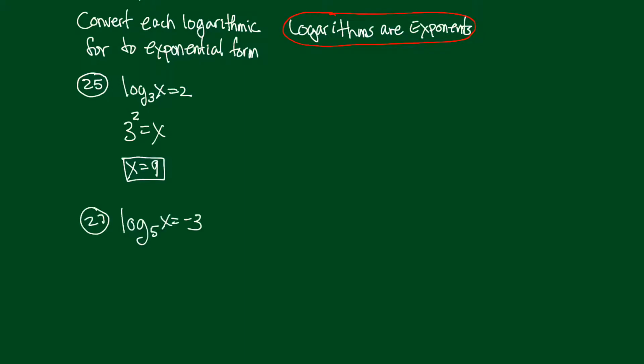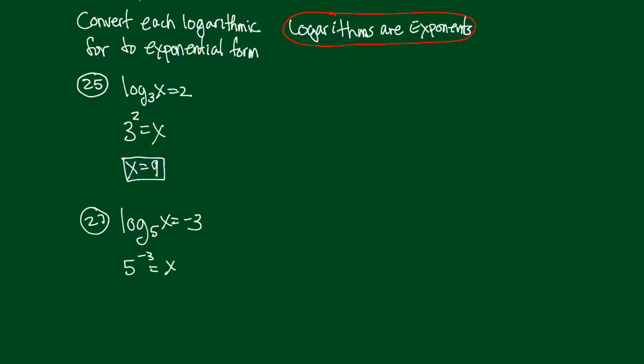Let's solve for x in 27. We're told that the logarithm, base 5 of x is negative 3. Let's get it out of log form and put it into exponential form. We know that logarithms are exponents. The exponent here is negative 3. That goes on a base, which is 5. So we're going to have 5 to the negative 3.